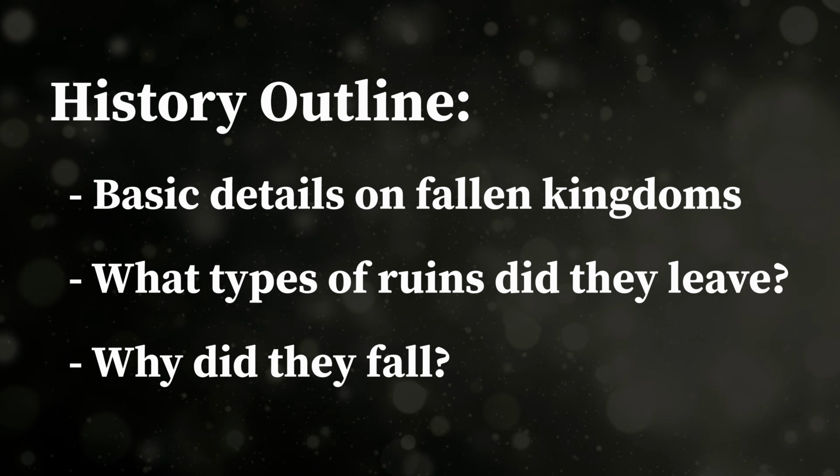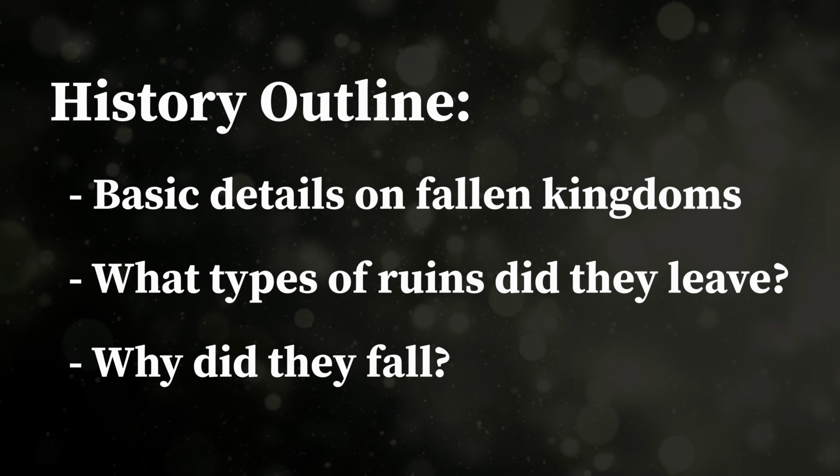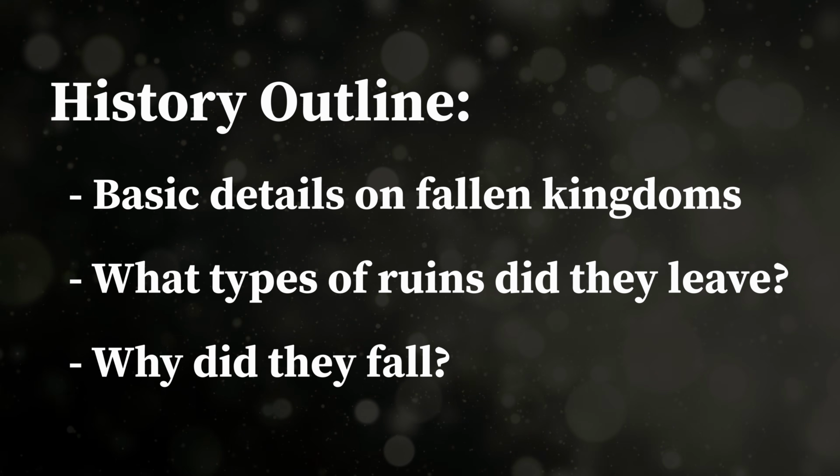So we've discussed the four features of a Points of Light setting. You might be wondering, how do we go about making our own sandbox? Where should we start? I'd start by making a simple history outline. Understand the fallen kingdoms and the ruins they've left behind. Understand what caused the light of humanity to dim. What is your cataclysm?